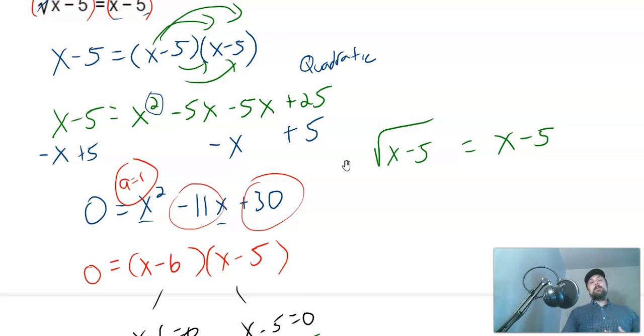What it really comes down to, just to keep it as simple as possible, is you have to check your answers. That's really all I had to say about it, and probably all I should have said about it. So let's check our answers. We'll check x equals 6. Plug it into the original equation.